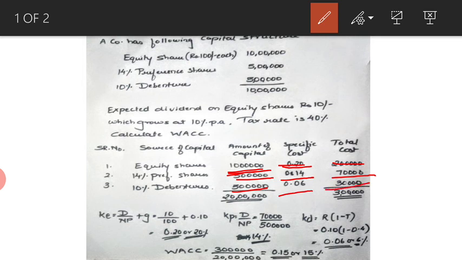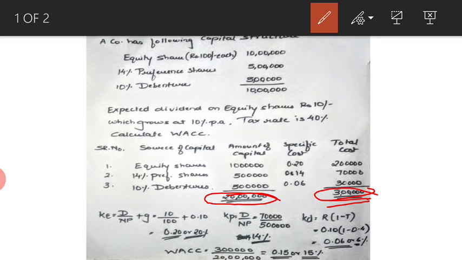So once we get the total cost, the next step is to find out the summation of the total cost. So summation of total cost is 3 lakh, that is 2 lakh plus 70,000 plus 30,000 is 3 lakhs, and the total amount of capital is 20 lakhs. So how do we calculate the weighted average cost of capital? We already know it is total cost divided by total amount of capital. So 3 lakh divided by 20 lakhs is 0.15 or 15%.